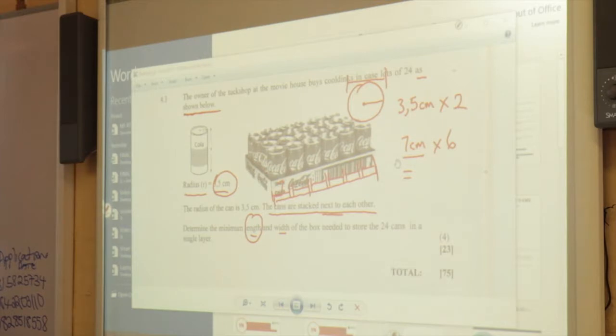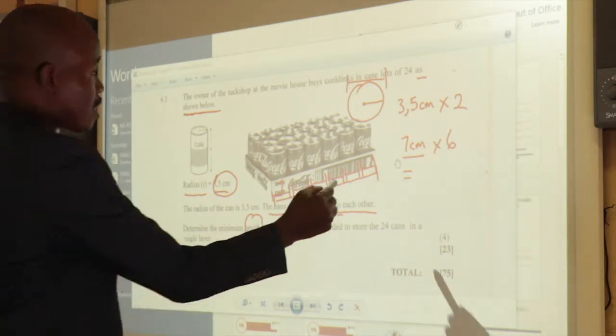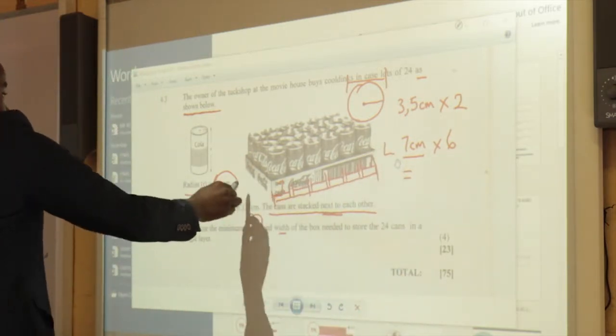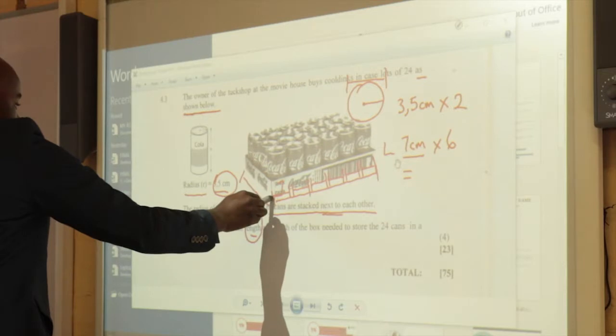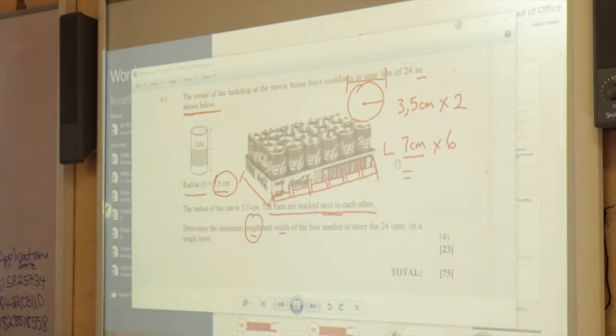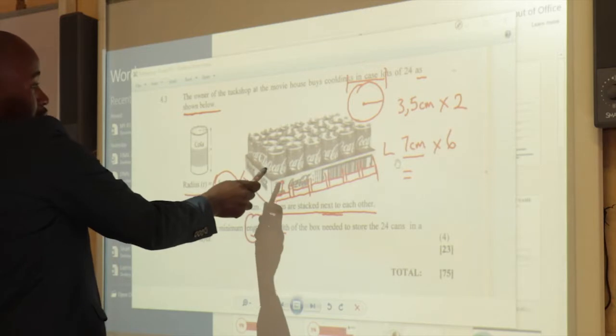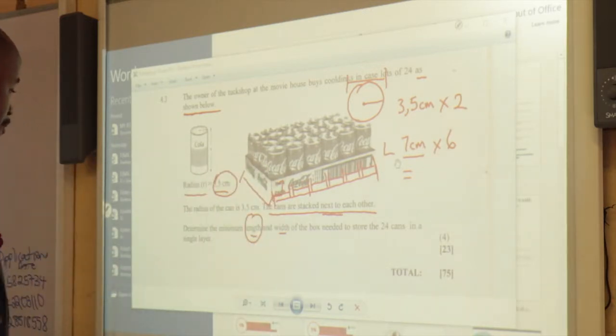This is a length only. We have not calculated the width. The reason we are saying 6 for the length is because the longer side of the box is the length and the shorter side of the box is the width. So which means when the learner is calculating the width, it will no longer be 7 centimeters times 6. Right? It will now be 7 centimeters multiplied by 4.